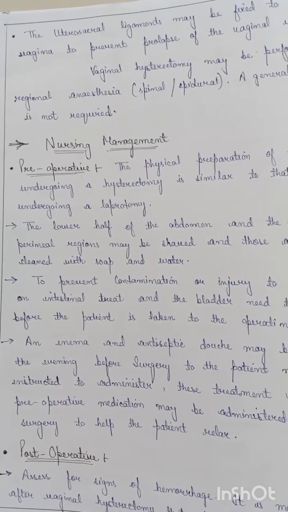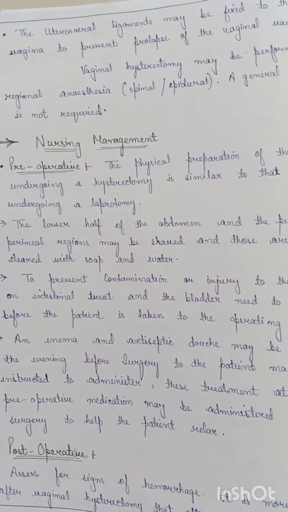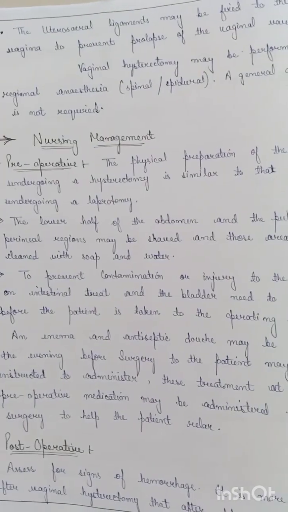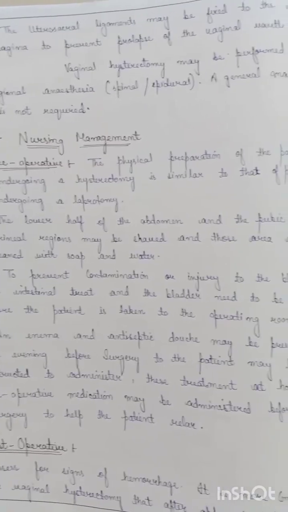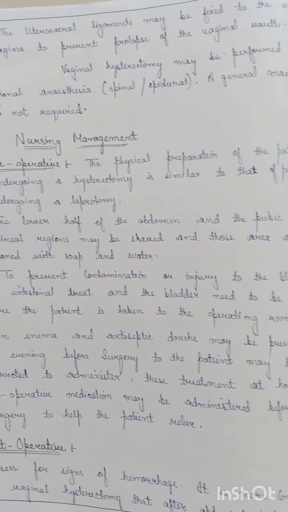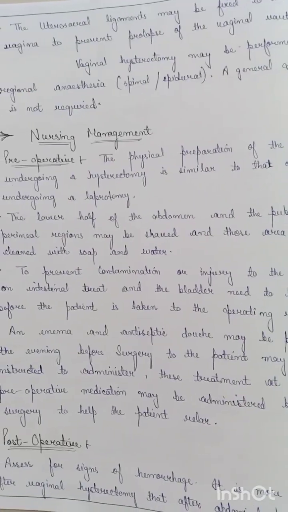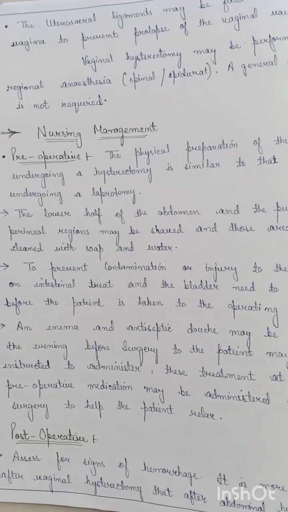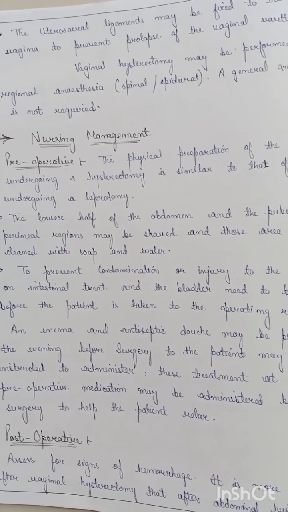Nursing management of post-operative patients. The physical preparation of the patient undergoing a hysterectomy is similar to that of a patient undergoing a laparotomy. The lower half of the abdomen and the pubic and perineal regions may be shaved, and those areas are cleaned with soap and water. To prevent contamination and injury of the bladder, the intestinal tract and bladder need to be empty before the patient is taken to the operating room. An enema and an antiseptic douche may be prescribed the evening before surgery, and the patient may be instructed to administer these treatments at home. Preoperative medication may be administered before surgery to help the patient relax.